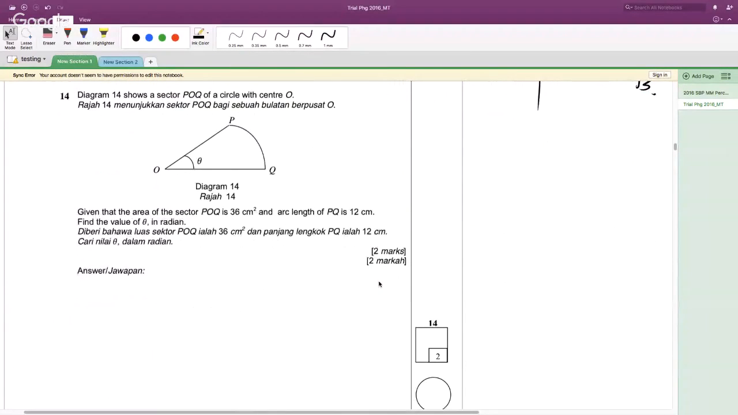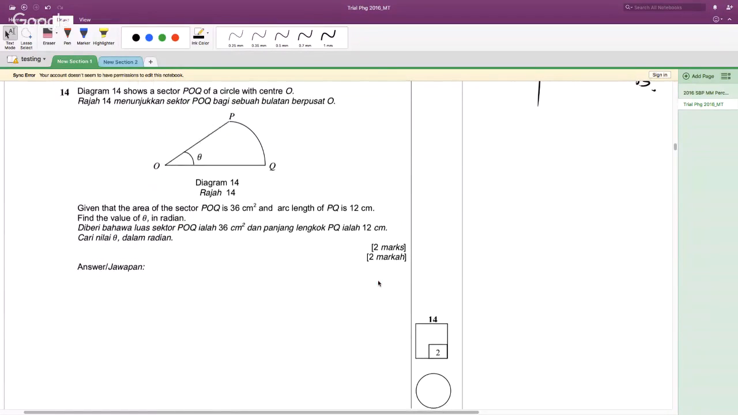Okay, the question 14. Given that the area of the sector, so what is the difference? No. Okay, I'm a bit lost. So the question tells you this area is 36 centimeters square, POQ, and then arc length is 12. And then the question asks you to find radians. I guess it shouldn't be too hard.